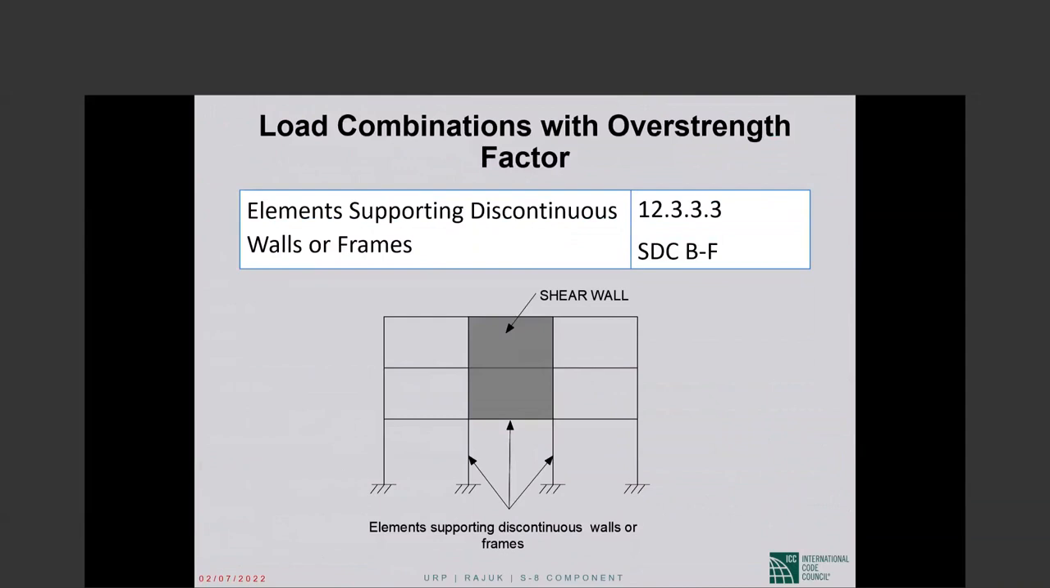The second, by far the most important place where you need to use load combination with overstrength factor is columns supporting discontinued shear walls.